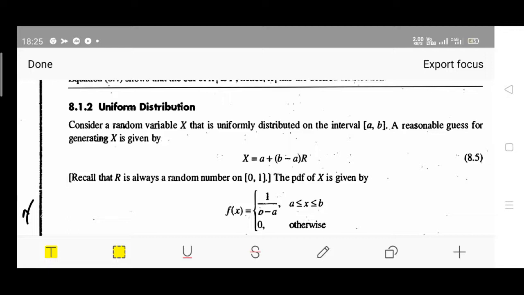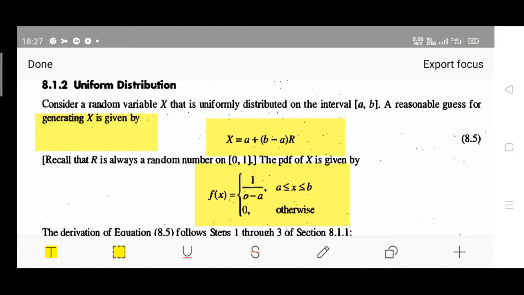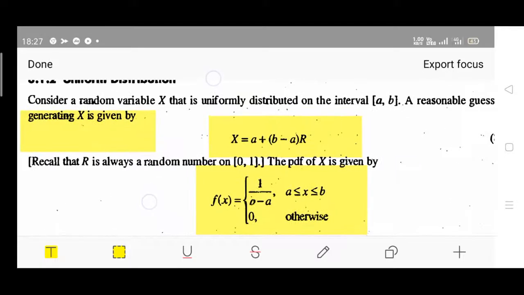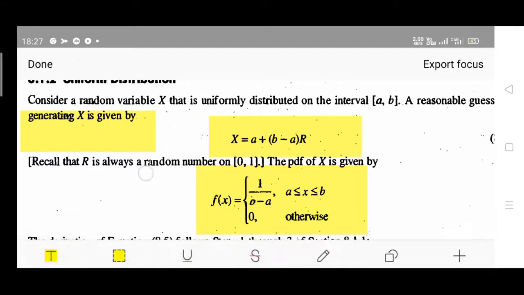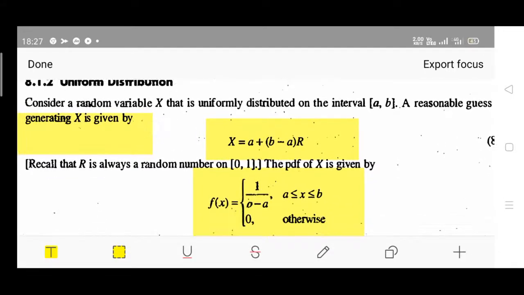The first one we have discussed already. The second type is the uniform distribution. So in the uniform distribution, consider a random variable. Once again, let us denote it as x, that is uniformly distributed in the interval. So interval value is given as let a and b are the interval values. A reasonable guess for generating the random variable, that is x, is given as follows as per the uniform distribution. So this is the formula as per the uniform distribution.